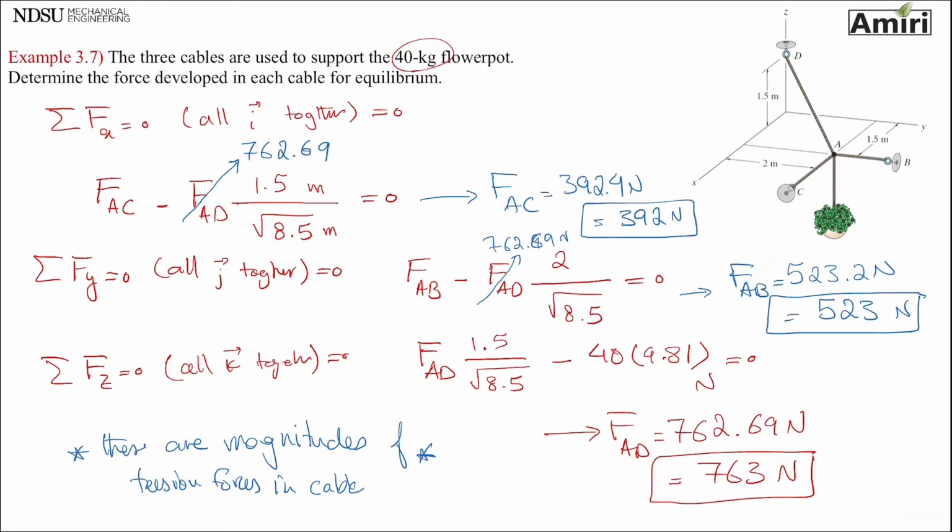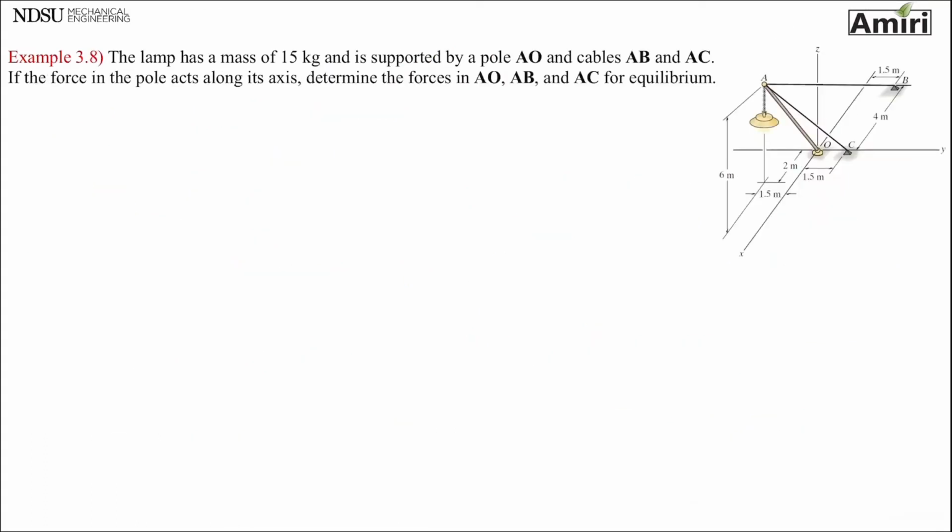Okay, let's look at another example, a little bit more complicated. Okay, the lamp has a mass of 15 kilogram. Again, mass, not weight, and not force. I repeat that so that as soon as you see mass, you know that this is not a force. Just remember it. It's supported by pole AO and cables AB and AC. If the force in the pole acts along its axis, determine the forces in AO, AB, and AC for equilibrium.